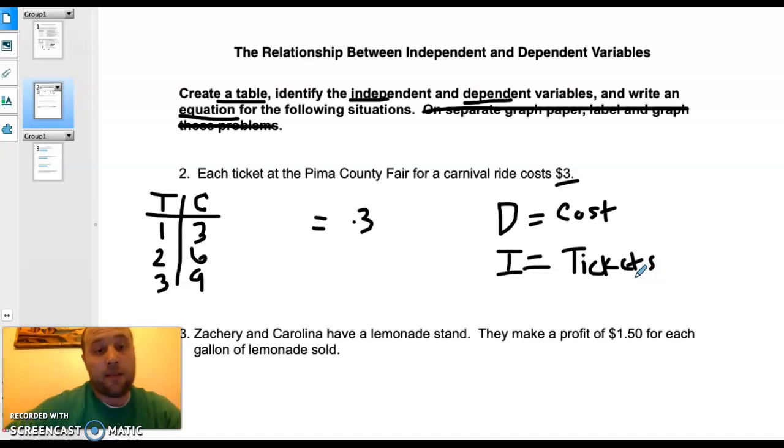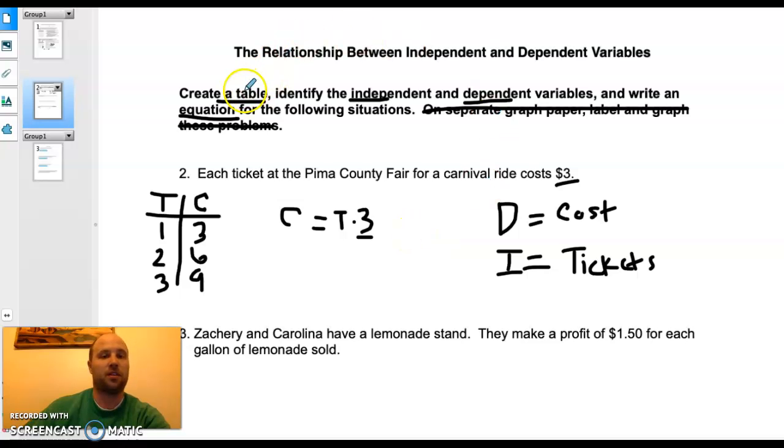Okay? I mean, it makes sense. Think about it. If you were just paying for yourself, it'd be real cheap. You're paying for a bunch of friends, it's going to get more expensive. So your cost depends on that. So cost is on this side of the equation, and our tickets are on this side. So cost equals tickets times 3, because the cost of the tickets are $3.